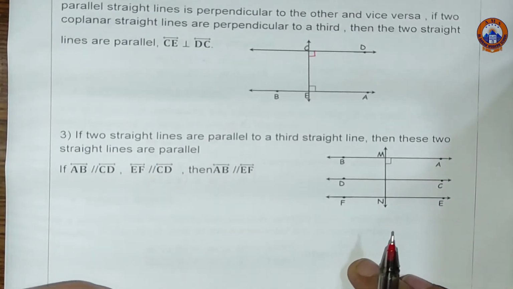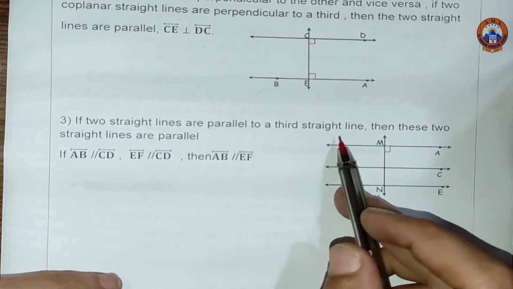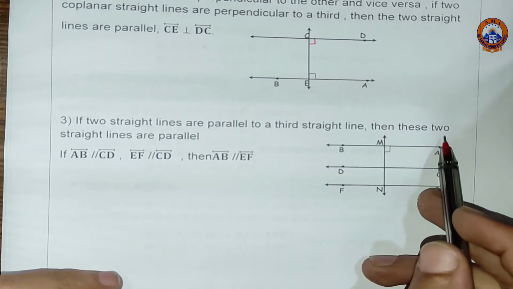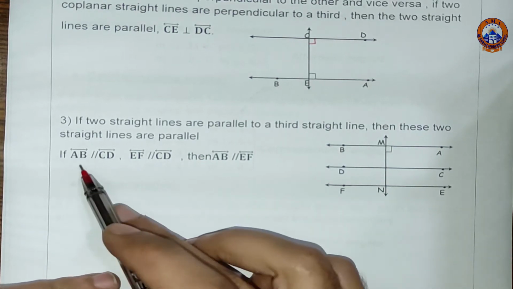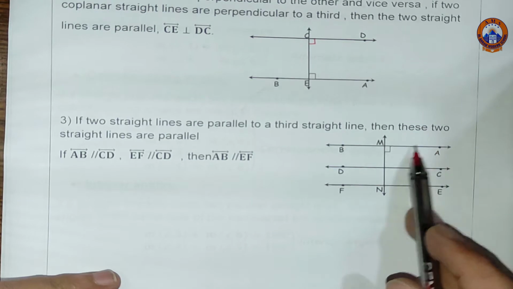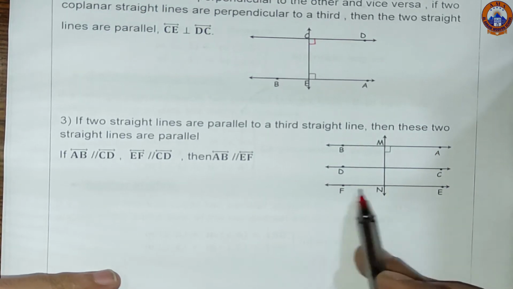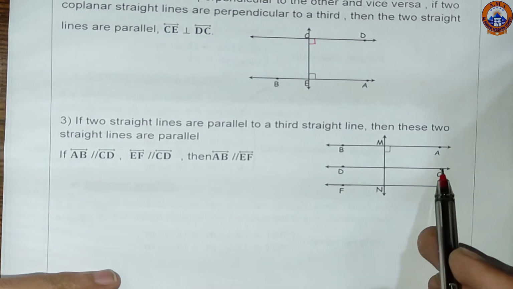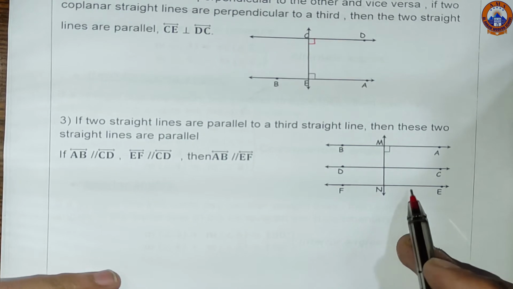Note number 3. If two straight lines are parallel to a third straight line, then these two straight lines are parallel. So if we have AB parallel to CD, and EF is also parallel to CD and parallel to AB, then the three lines are parallel.